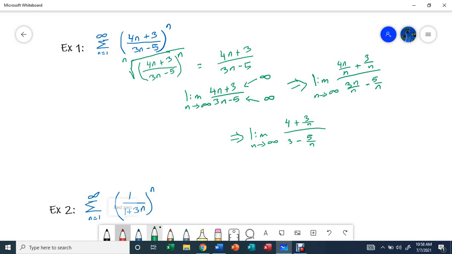Now 3 over n goes to 0 as n goes to positive infinity. Same thing with negative 5 over n goes to 0. So the limit is 4/3. So 4/3 is greater than 1. So we conclude that the series diverges by the root test.